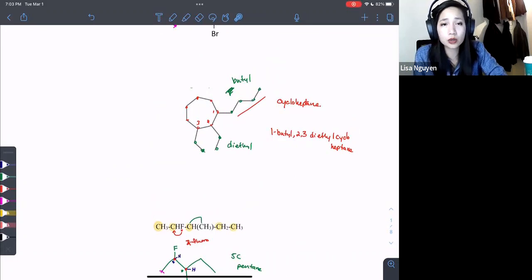You always number substituents when you're trying to tell the reader where they are on the structure, because are they here, here, or here? We don't know. Yes, substituents always end in YL.